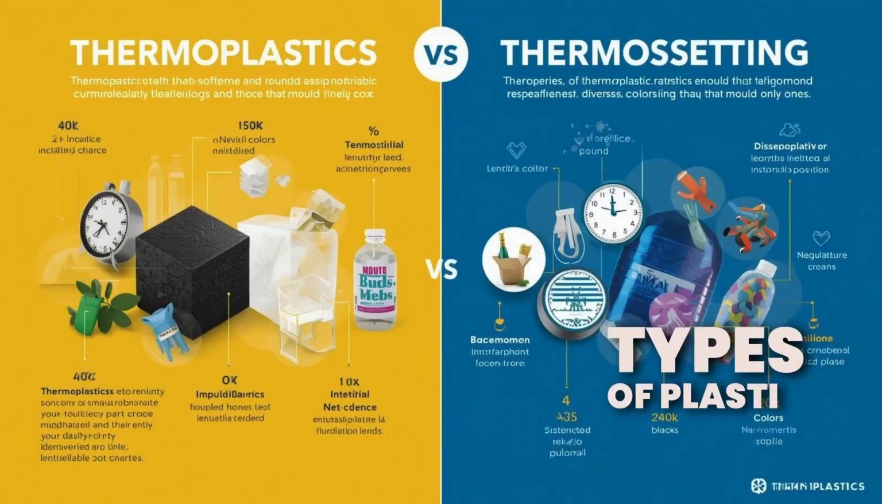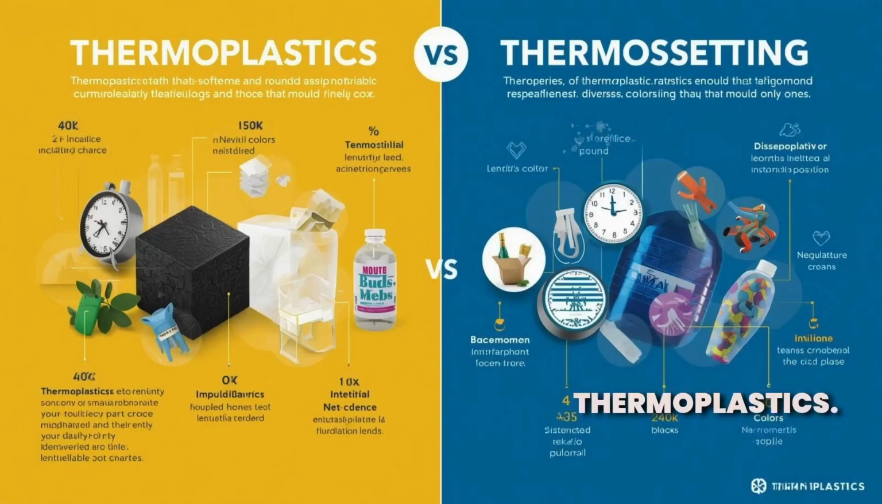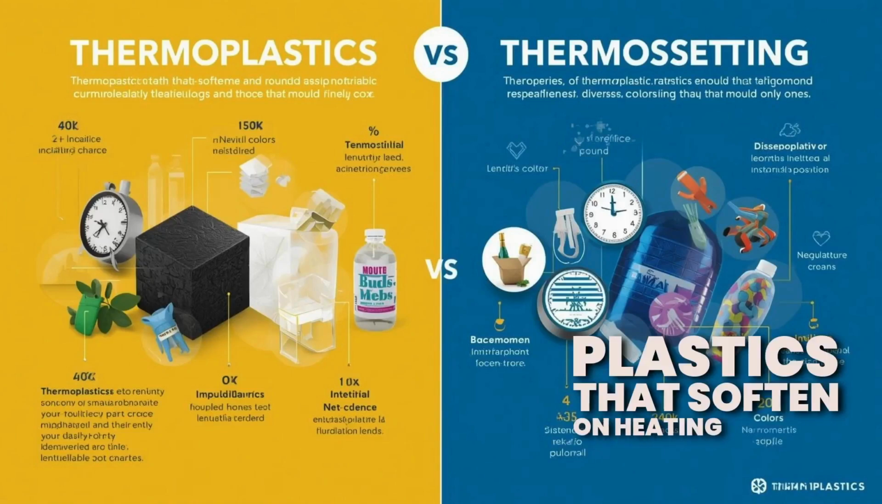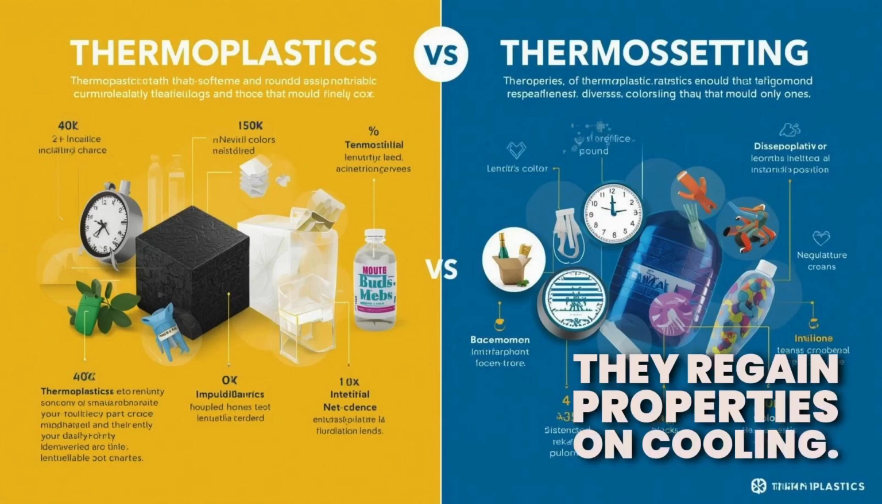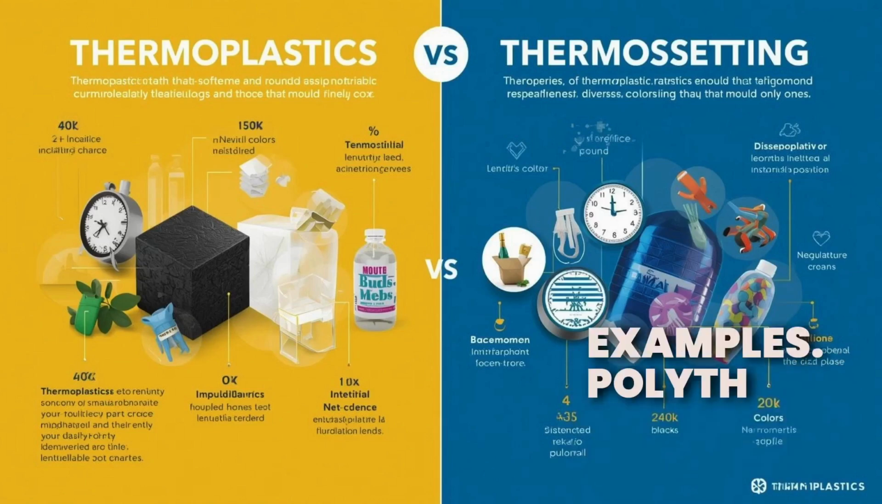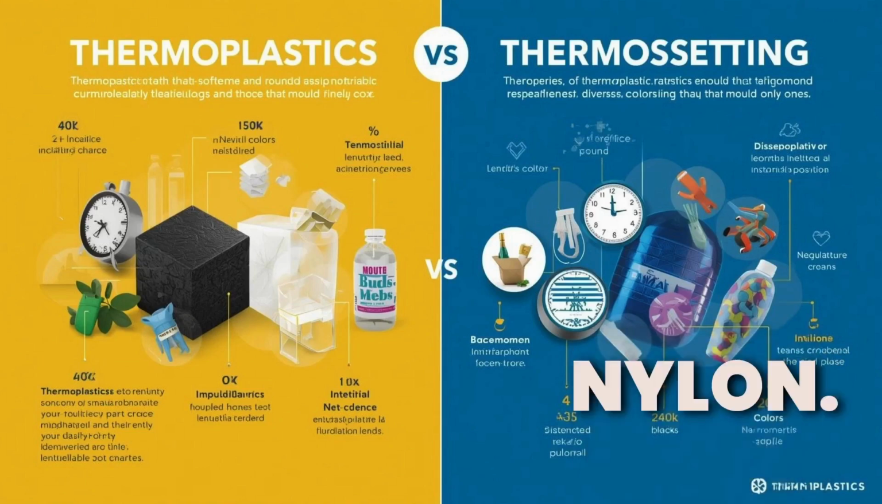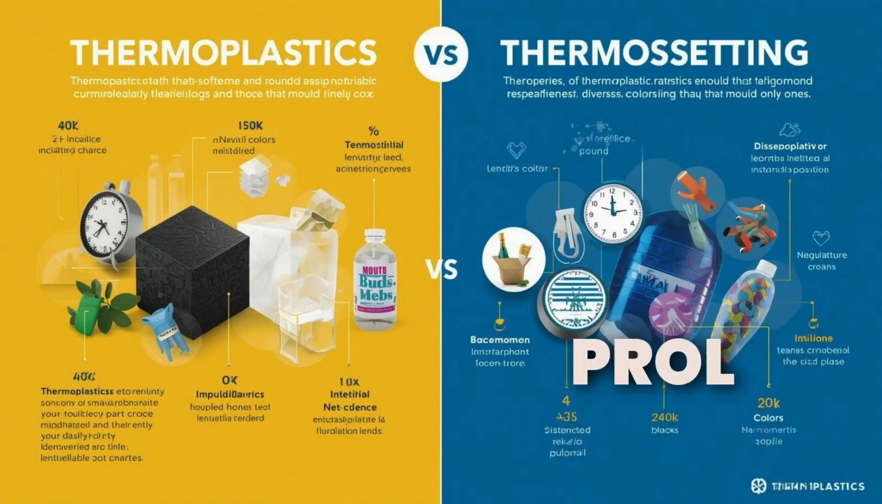Types of plastic. 1. Thermoplastics. Plastics that soften on heating and can be remolded repeatedly without losing quality. They regain properties on cooling. Examples: polythene, PVC, nylon, polystyrene, terylene.